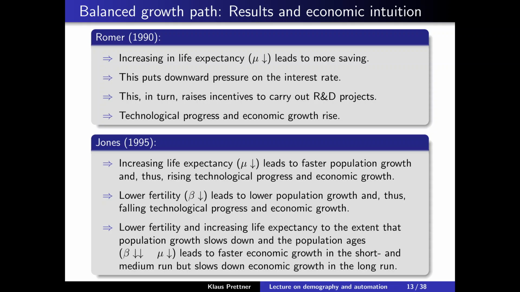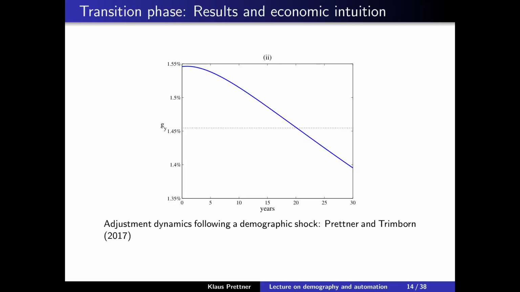And we will see that this leads to faster growth in the short and medium run, but it slows down growth in the long run because in the long run population growth is reduced. So this picture here exactly gives the simulation of the path for the growth rate of per capita GDP, where we start with an old balanced growth rate of 0.45%, which is the dotted line here. That's the growth rate without any demographic change, so it stays constant.